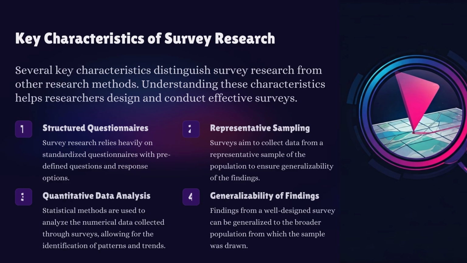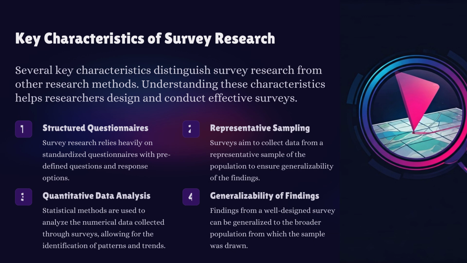Key characteristics of survey research. 1. Structured questionnaires. Surveys use standardized questions to ensure consistency. For instance, a health survey might use a Likert scale to measure agreement with statements about physical activity. 2. Representative sampling. Surveys aim to gather data from a sample that accurately represents the population. An example is using random sampling to select participants from a city's voter registry.